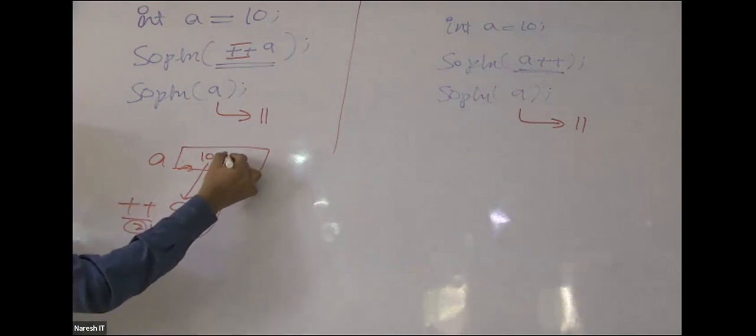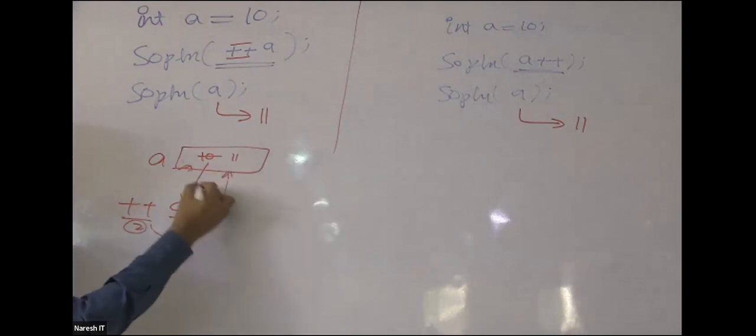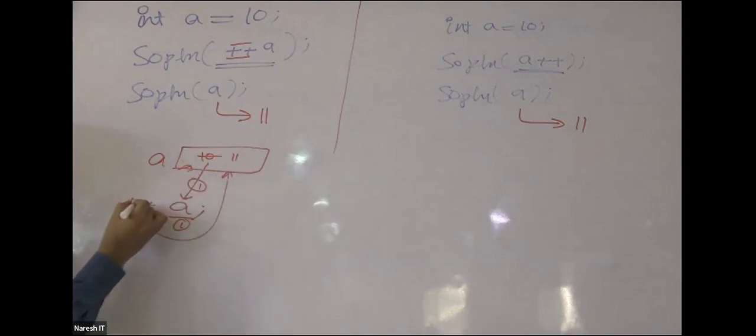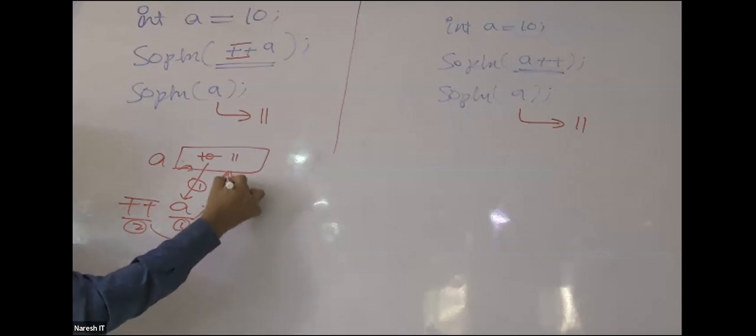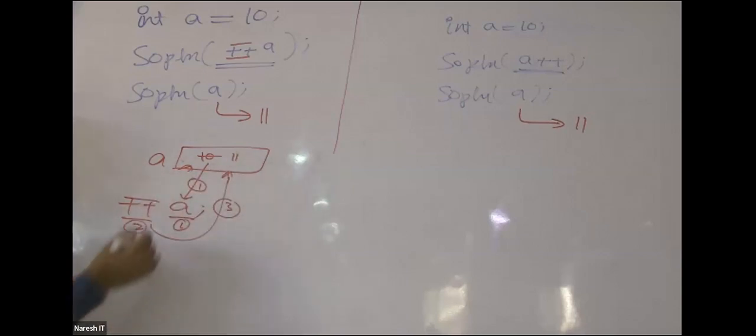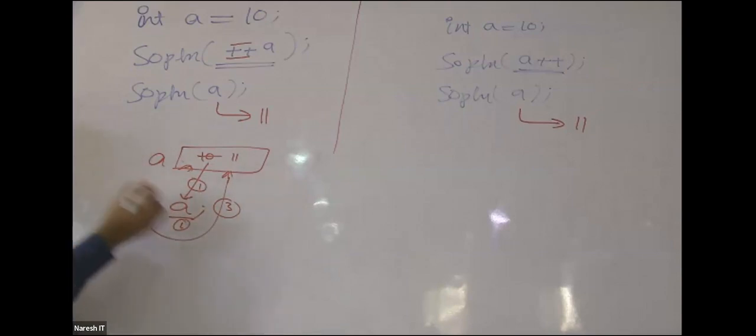Number 3, store. 10 is replaced with what? 11. First read, second increment, third store. Okay. Then after this statement, this line should be replaced with a value. Whenever you write ++a, the assignment operator is there in the background. The assignment operator should return a result.